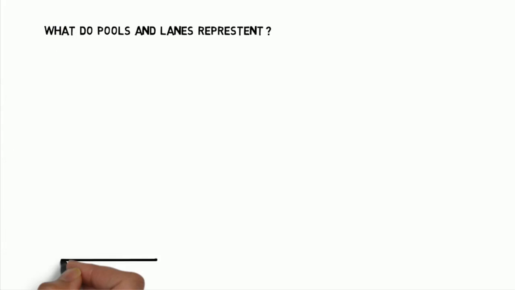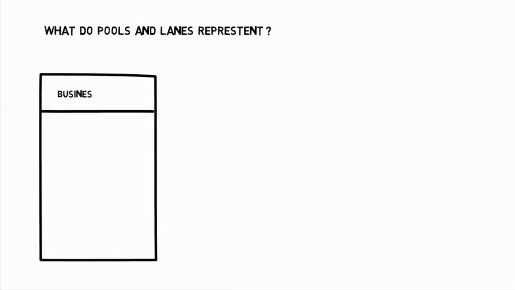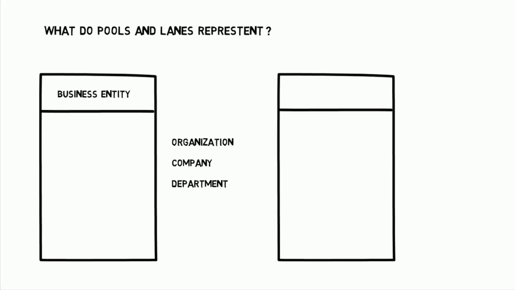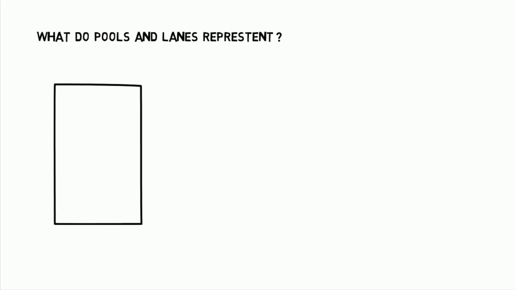What do pools and lanes represent? Pools represent a participant in a process, so they can be named as a business entity, for example, an organization, a company, or a department, or they can be named as a business role, such as the buyer, the seller, the shipper, and so on. Pools can represent an entire business process, and we name them with the name of the process, such as order process, sale process, payment process, registration process.